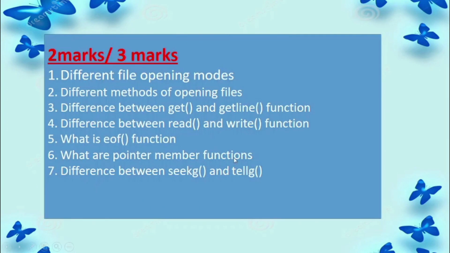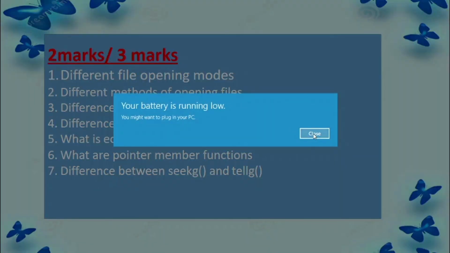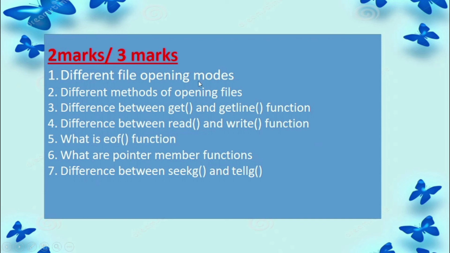Okay. Now let us see the important questions from today's topic. You will get only 2 marks and 3 marks questions from this chapter. The first question, different file opening modes, a very important question. That is using the different file opening modes like ios::in, ios::out, and so on. These are file mode parameters to open the file for reading or writing. Then different methods for opening files: using a constructor and using the open function we can open the file. Then the difference between get and getline. The get function is used to read a character, the getline function is used to read a string.